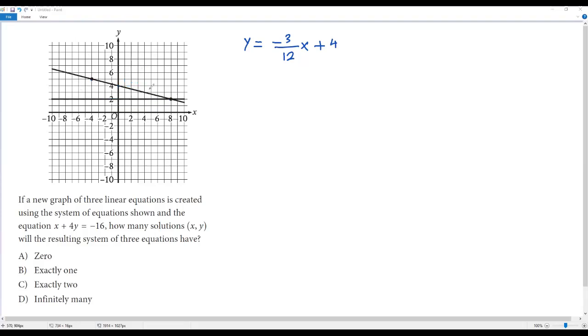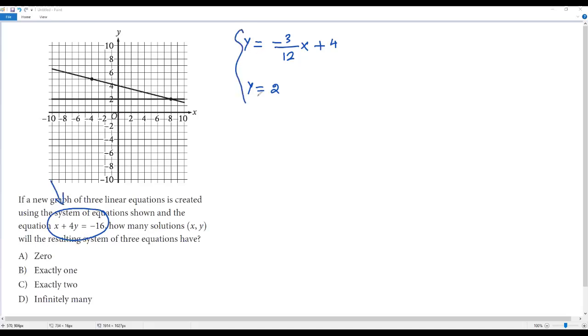Okay, now let's get the equation of the second line, the horizontal line, which is passing through the value 2 on the y-axis. So it's very simple because the equation of this line is y = 2. Because it's a horizontal line passing through the value 2 on the y-axis, I'm writing the equation of the second line as y = 2. Okay, to get the equation of the third line, let's go to the information over here. So we don't have a graph for the third line. We have the equation for the third line, that is x + 4y = -16.